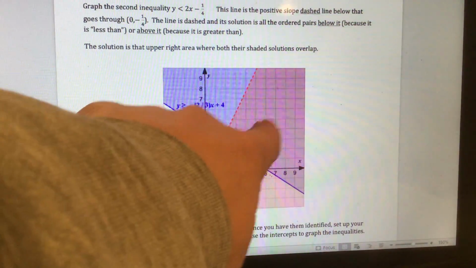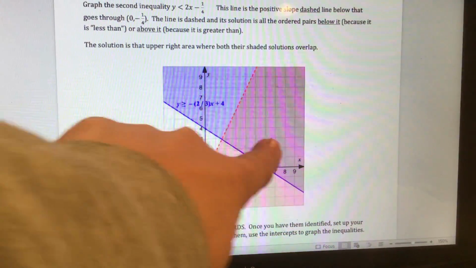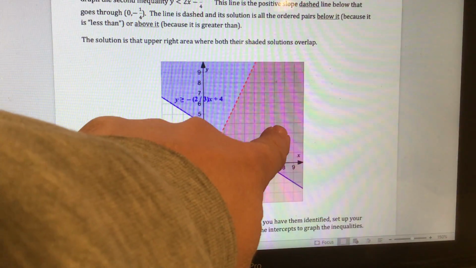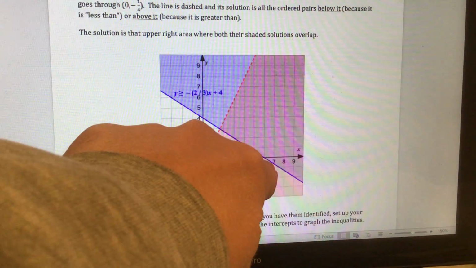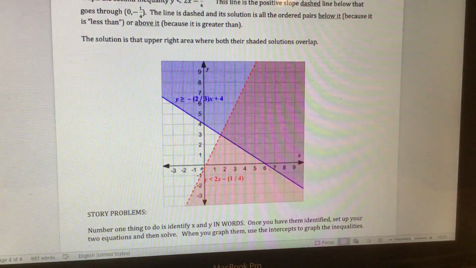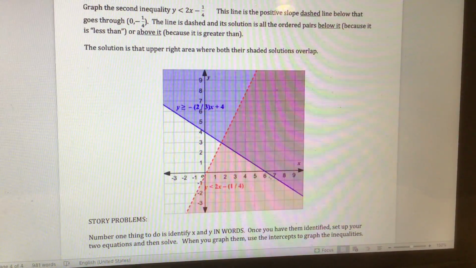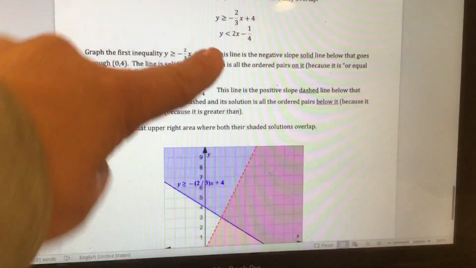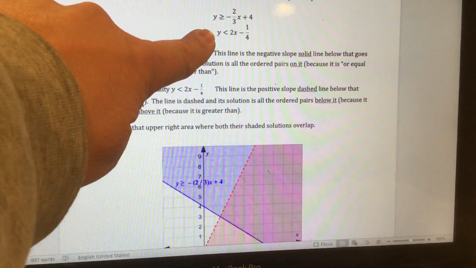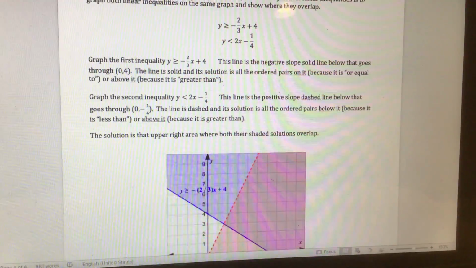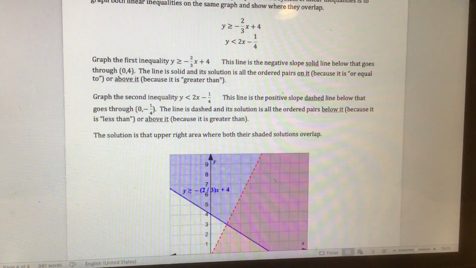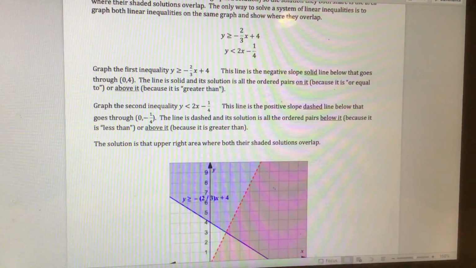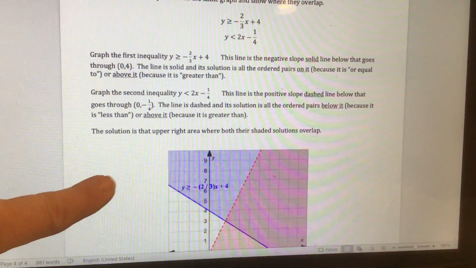Meaning, if I took an ordered pair from this area at all, so if I went (7, 4), for example, or (6, 4), and I plugged that ordered pair into either one of these original inequalities for x and y, I would get a true statement. That is the solution to a system of linear inequalities.